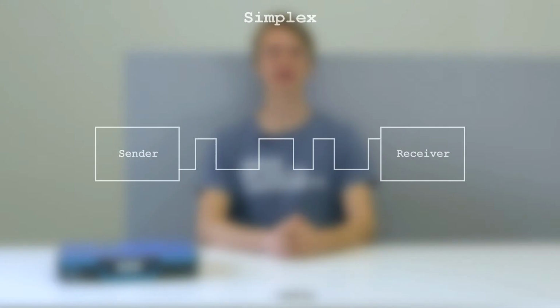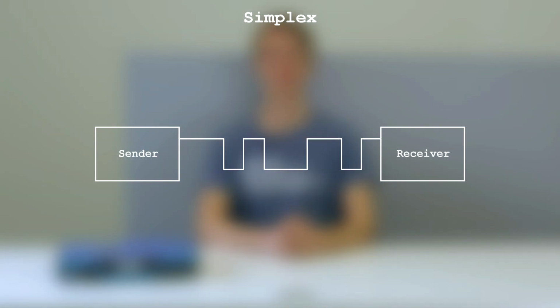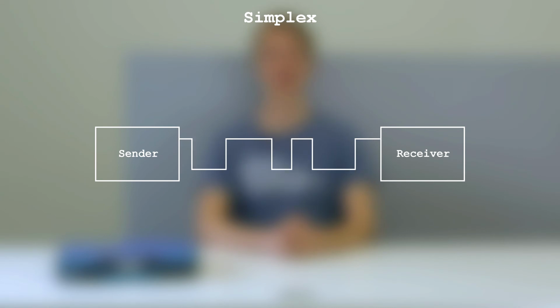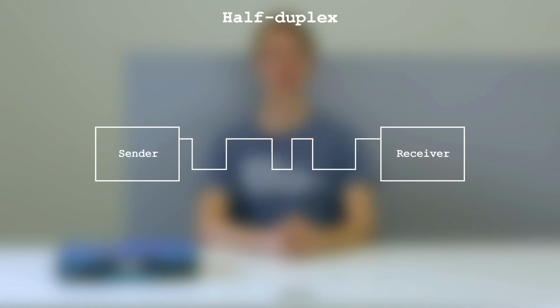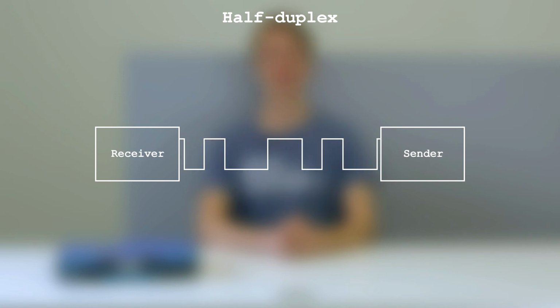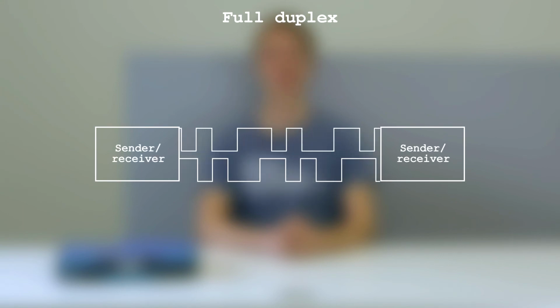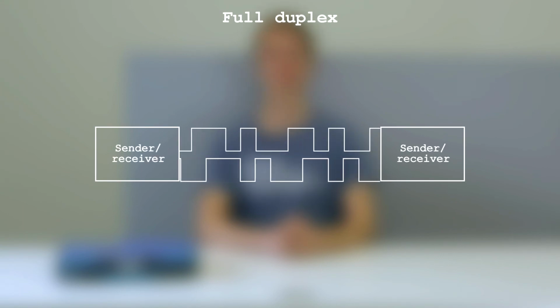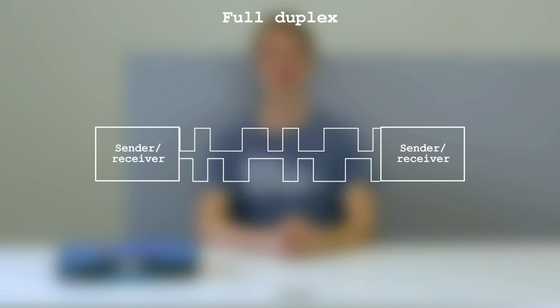The most basic serial communication is when data is only sent in one direction. This is called a simplex connection and requires only one wire. Half duplexing is when the devices take turns transmitting data. Even in this case, a single wire is enough. If the transmitting is done simultaneously, the connection is called full duplex and two wires are required.